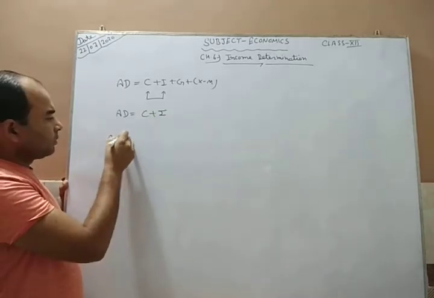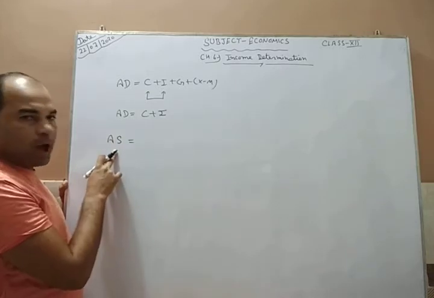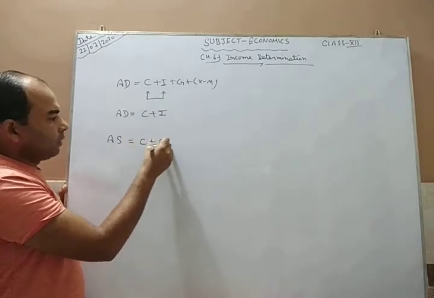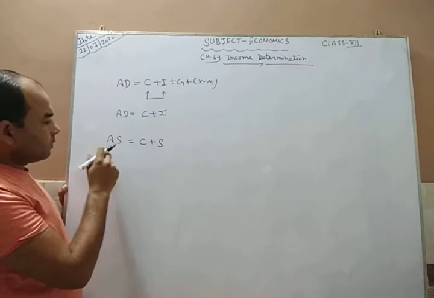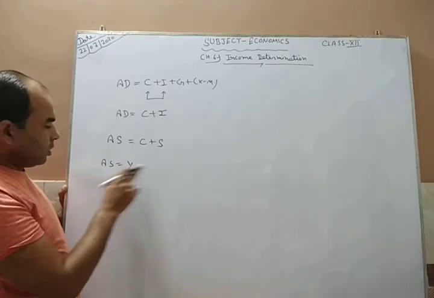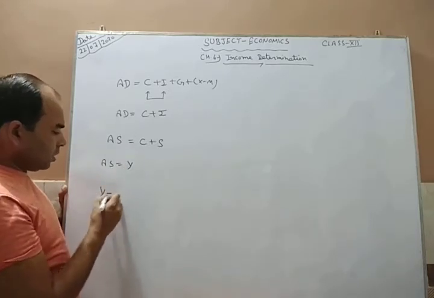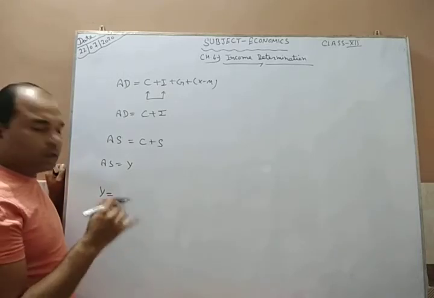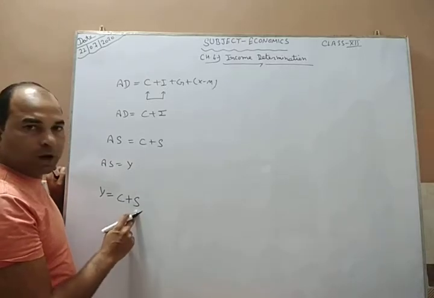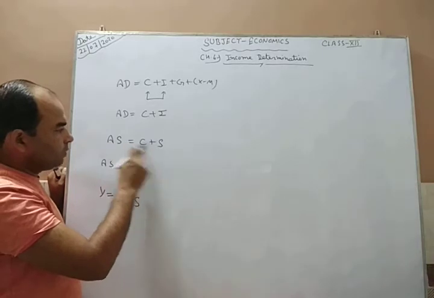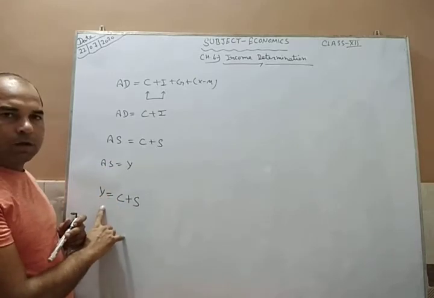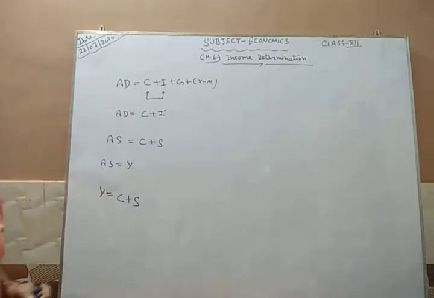Then, aggregate supply also has two components, which are C plus S. This is clear to students. Aggregate supply is known as Y, Y for national income. Since national income either goes to consumption or is saved, national income has two components, consumption and saving. So these two components are aggregate supply, because aggregate supply and national income are the same thing. I hope these things are clear to every student.